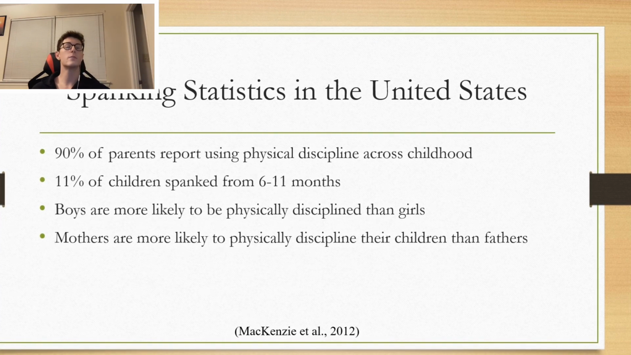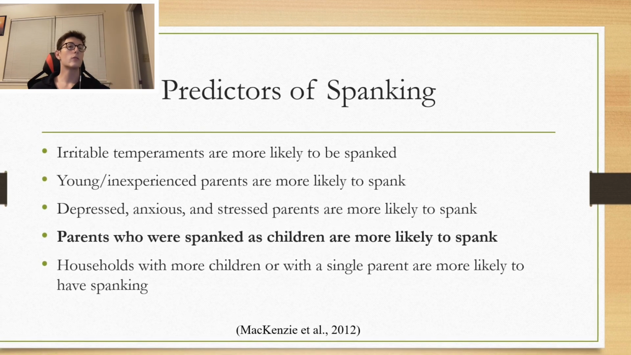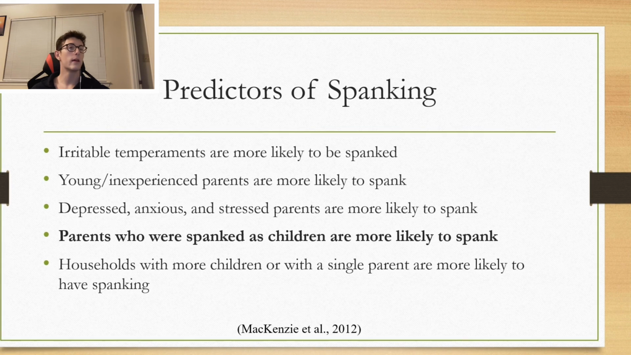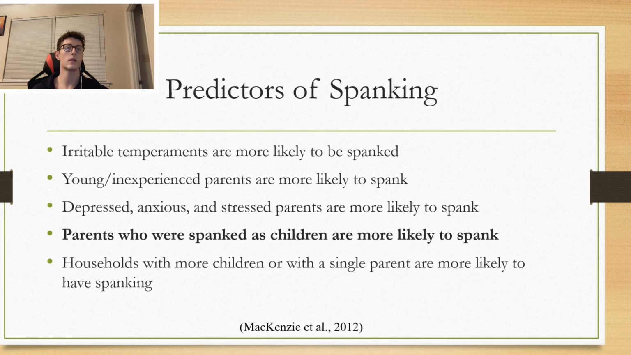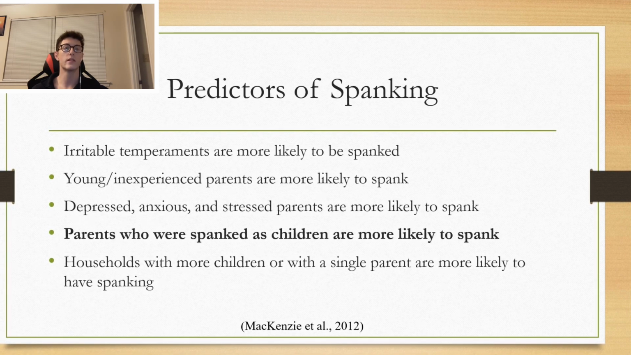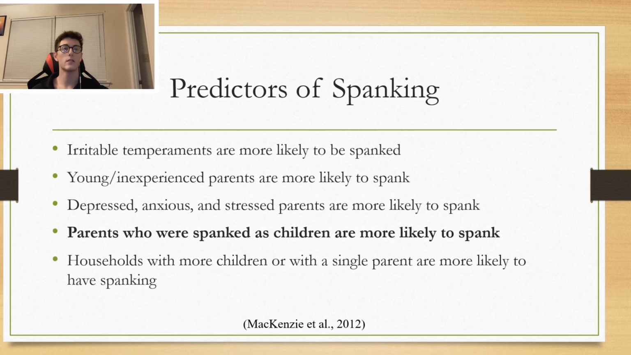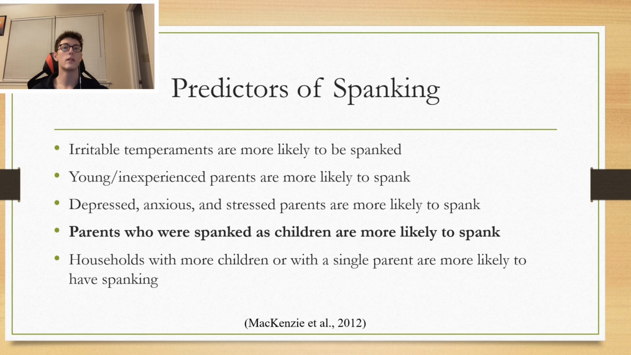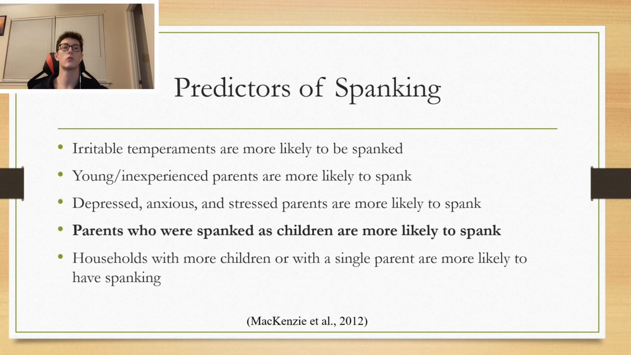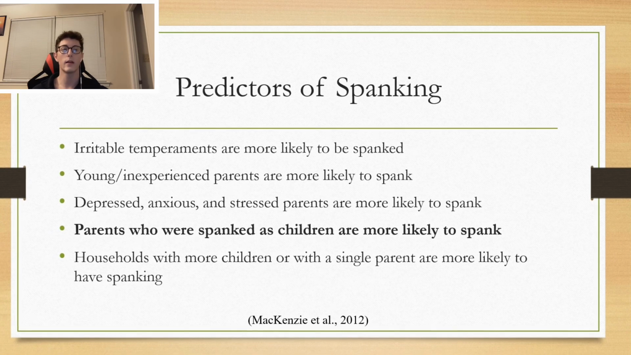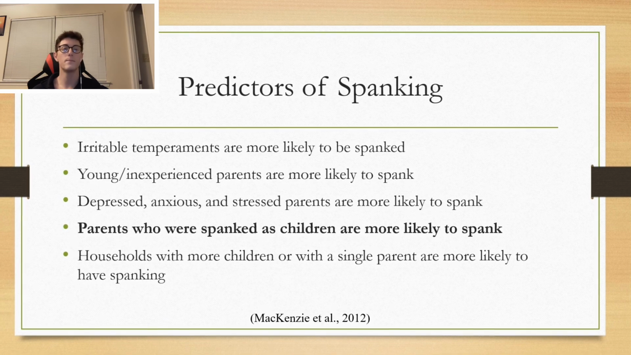Alright, so what are some predictors of spankings, or who is more likely to be spanked? Irritable temperaments in children are more likely to get them spanked. Young, inexperienced mothers are more likely to spank their children than experienced mothers. This is because they usually learn better forms of discipline throughout their years and experience. Depressed, anxious, and stressed parents are more likely to spank their children. Parents who were spanked as children are more likely to spank their children. And households with more children or with a single parent are more likely to have spanking. This is because it's just easier to spank your child than to discipline them in almost any other way.